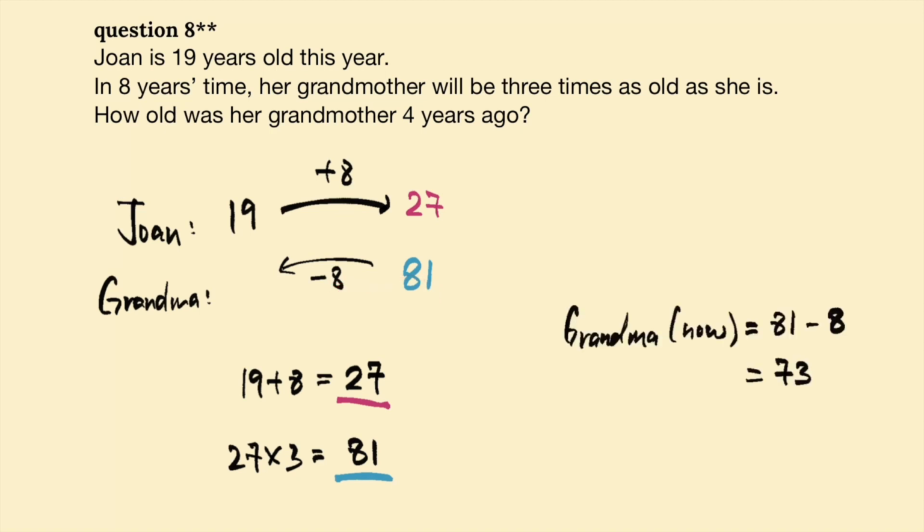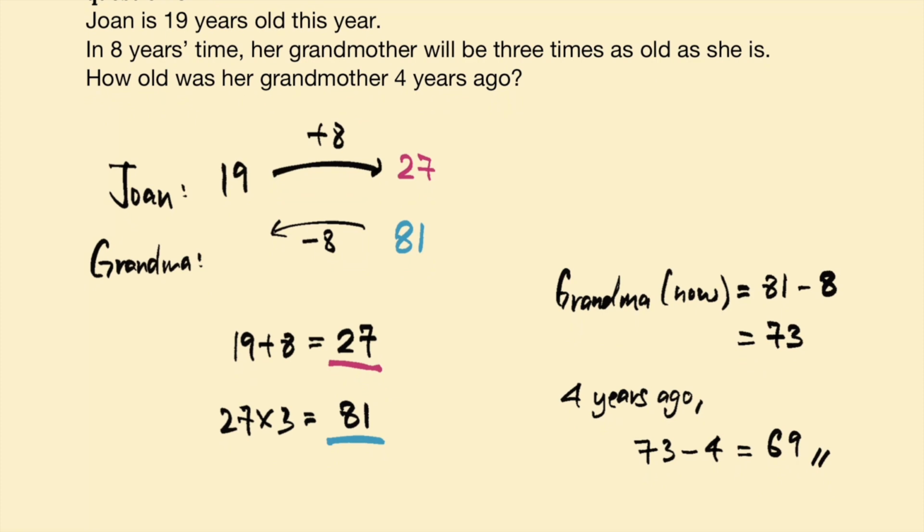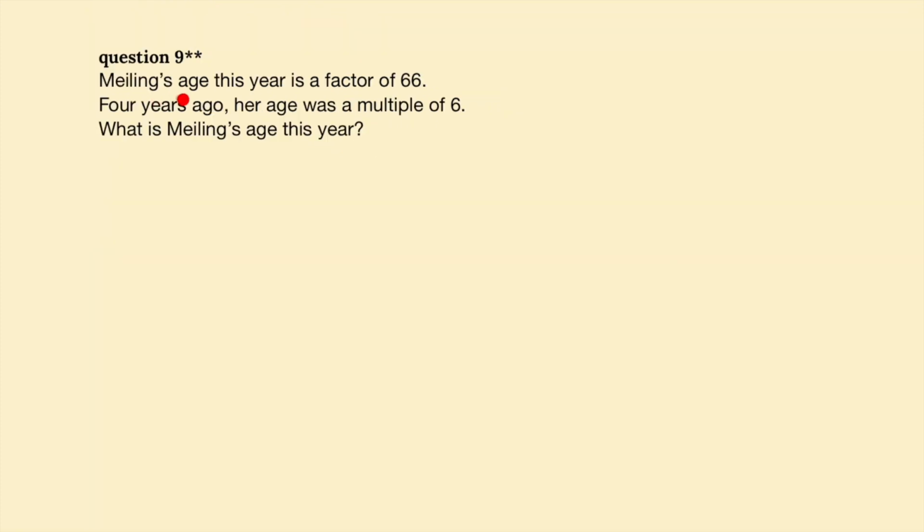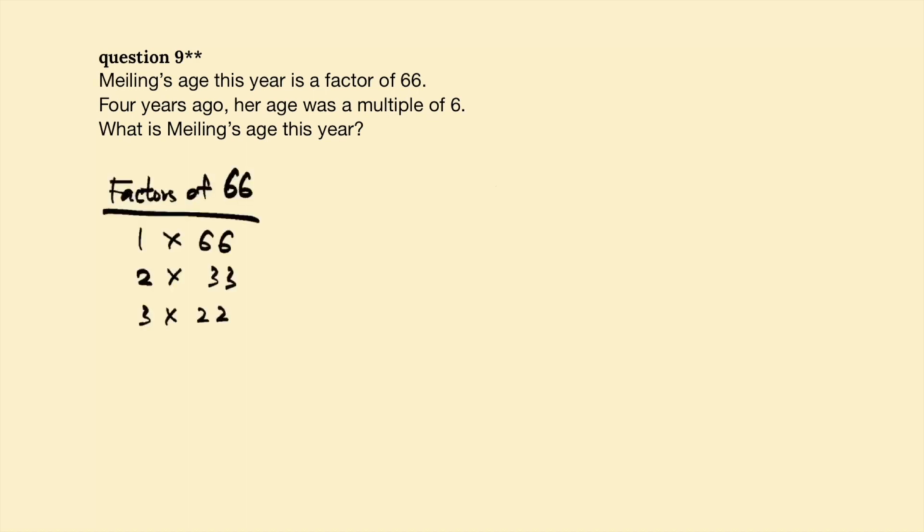Yeah, so let's do that. 81 minus 8, now it's 73. But the question wants the age 4 years ago, so that would be a further subtraction of 4, giving us 69 as the answer. Mei Ling's age this year is a factor of 66. Well, we can list the factors of 66 for sure. So Mei Ling's age must be one of these. I don't think it's 66.